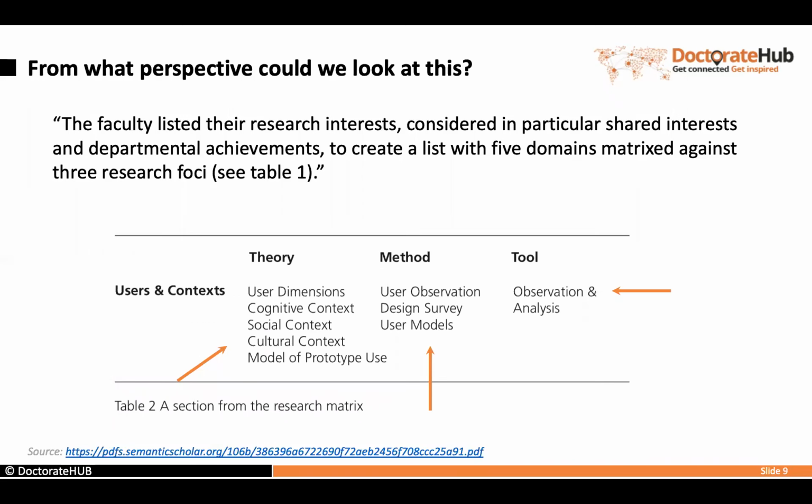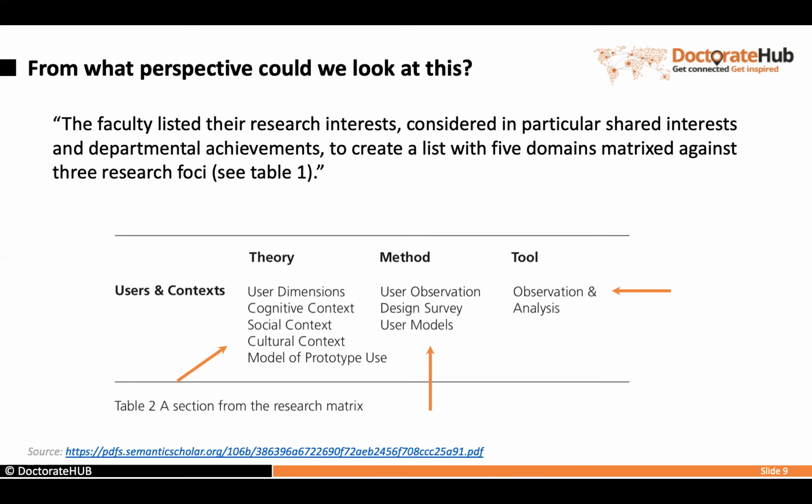Now, based on that, they went into a subdomain, which is users in context, and therefore were able to be more specific on what they might want to be looking at. From a theoretical perspective, they might look at user dimensions, cognitive context, social context, cultural context, and so forth. So you see, you can break down the questions and the focus as more precisely as you narrow down the perspective on what you're looking for.